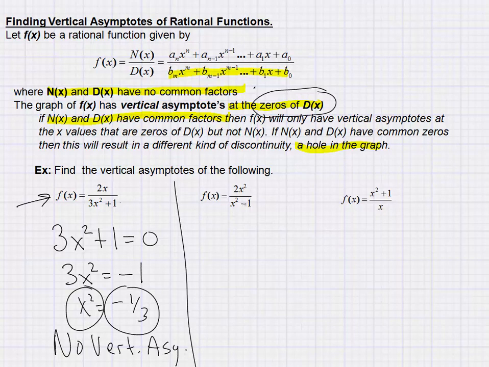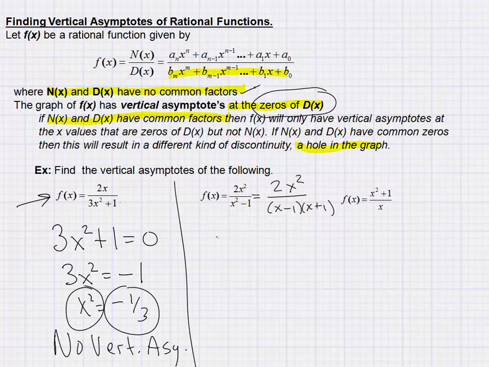2x squared over x squared minus 1. First of all, can the numerator be factored anymore? No. Can the denominator? Yes. But factoring that denominator doesn't cancel anything in the numerator. So therefore it's simplified as much as possible. Again, what we want, there's no common factors. So then what do I say?